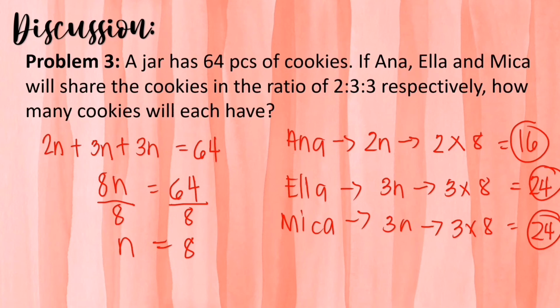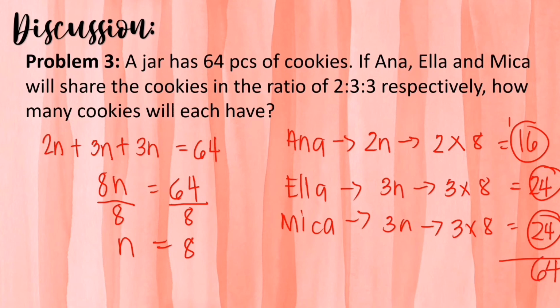So, para ma-check natin kung tama ba ang pagpa-part natin or pagdi-divide ng cookies with a ratio of 2:3:3 respectively, i-add natin yung 16, 24, at 24. Kailangan ang maging total niya ay 64 cookies. So, 6 plus 4 is 10, carry 1. 1 plus 1 plus 2 plus 2 is 6.